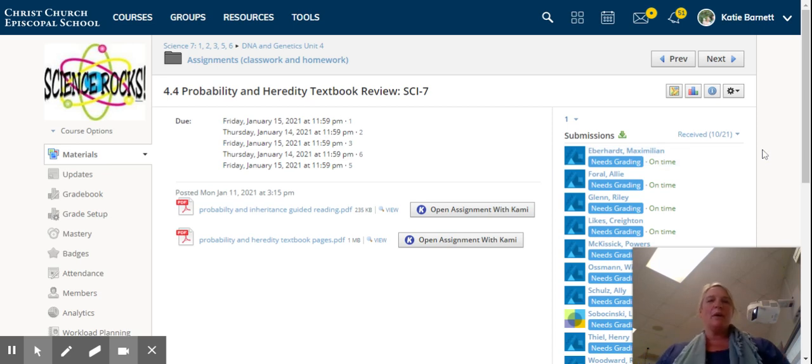Okay, today I am going to teach you how to use this tool called a Punnett square to predict the outcome of offspring when we are talking about a genetic cross.